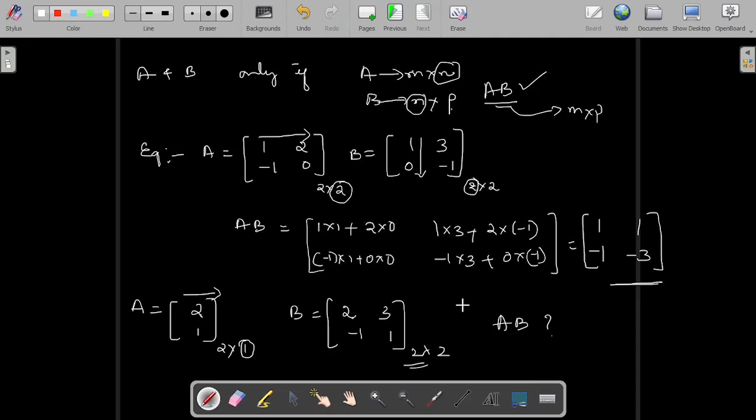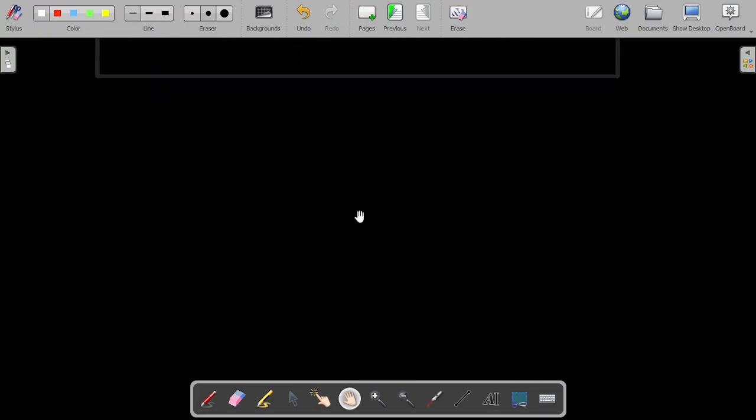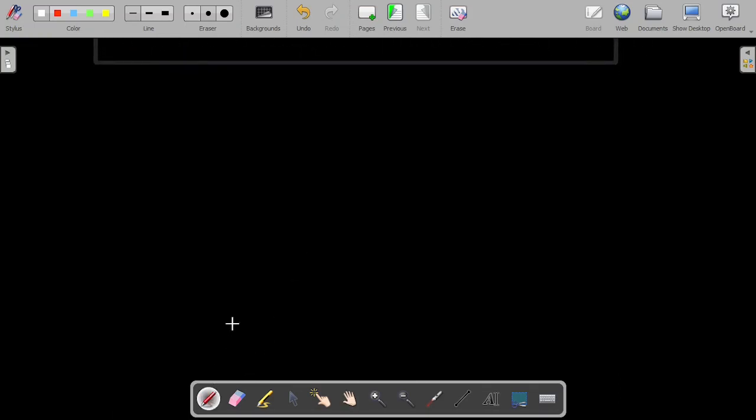So this is how we find the product of two matrices. So product of two matrices is defined only if number of columns of the first matrix is equal to the number of rows of the second matrix. Otherwise the product is not defined. And product is non-commutative. AB need not be equal to BA. In few of the cases AB may be equal to BA, but in general AB is not equal to BA. This is how we define multiplication of matrices.